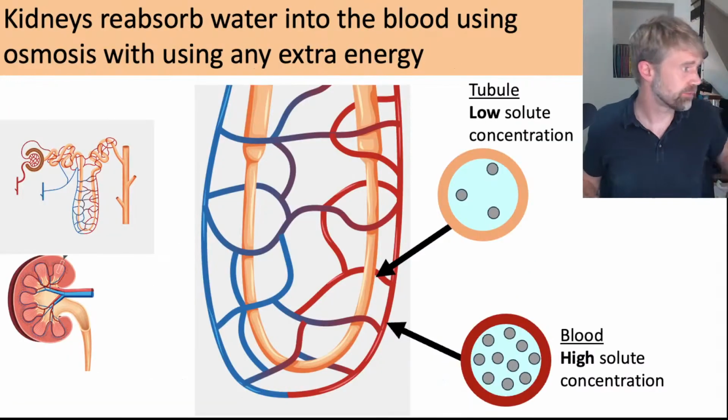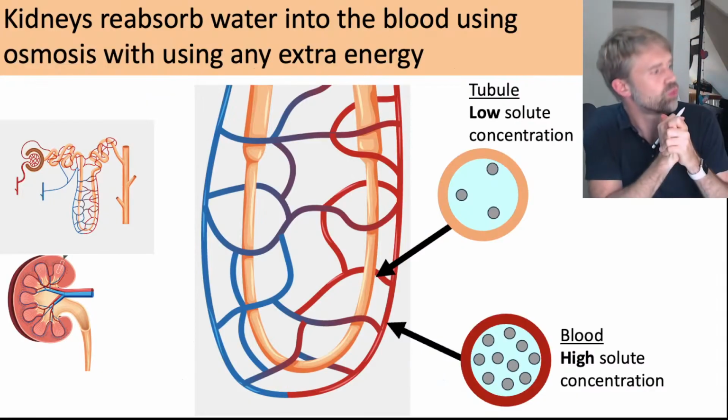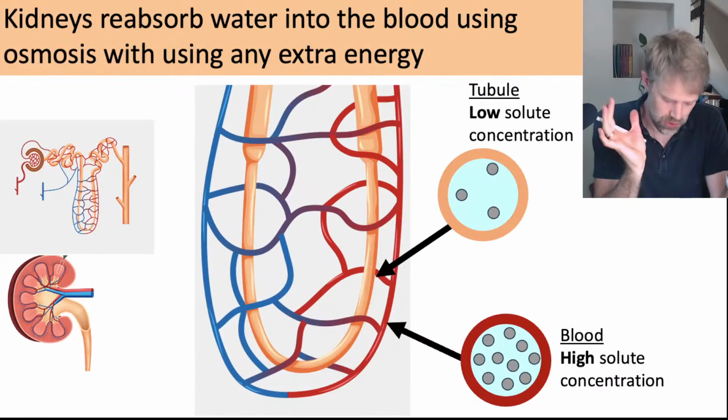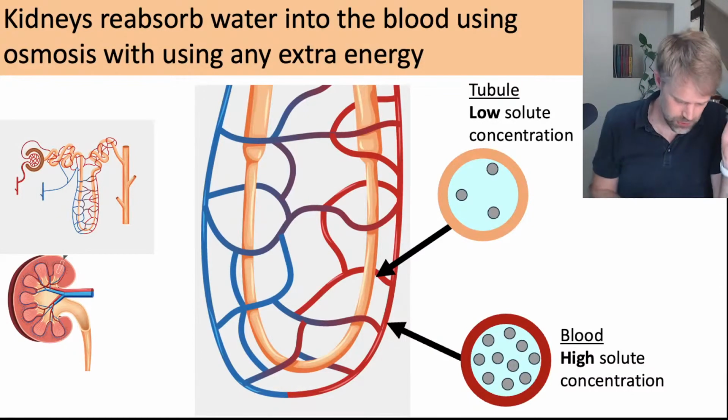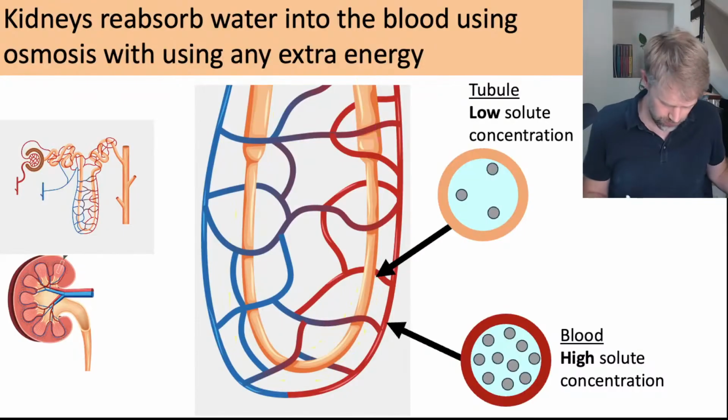Here's another example. Kidneys, after they've done a lot of their filtration, reabsorb the water into the blood using osmosis without using any extra energy. Water flows from the tubule, which is this area here, just drawn in orange, from the tubule into the blood.